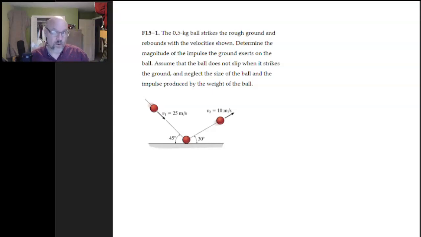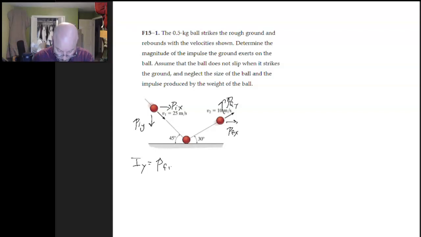Okay, so some kind of force had to happen to this thing. The way we think through this is by starting with considering what we'll call here P initial Y, and P initial X. And then sometime later, we've got P final X and P final Y. Okay, so there's a Y impulse and there's an X impulse. The Y impulse is going to be P final Y minus P initial Y. And then the impulse in the horizontal direction, P final X minus P initial X.